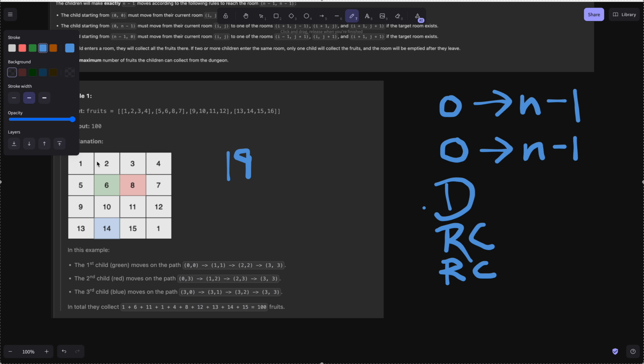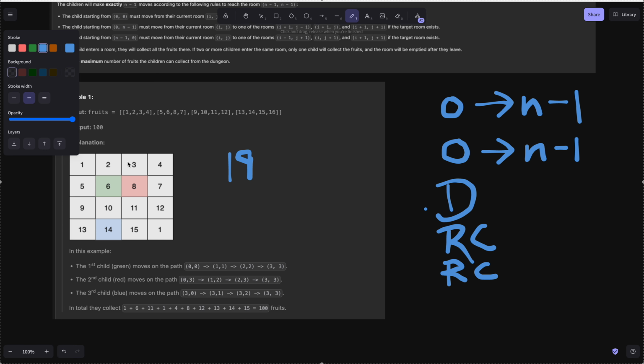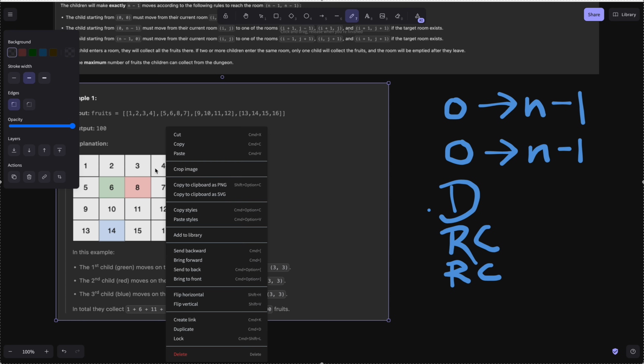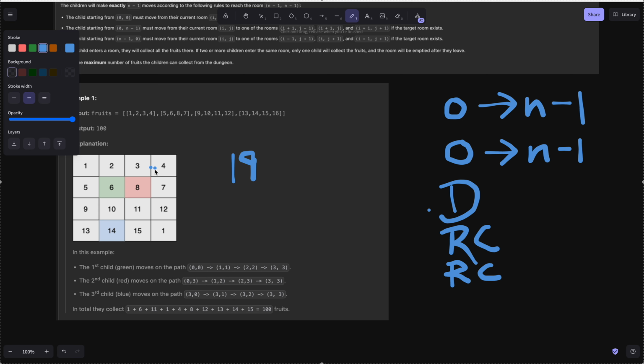And then we go to the next child. The next child is starting from (0, 3), then (1, 2). He is starting from this point and then he is going to (1, 2), that is this point. Then he moves to 12 and then he reached the final step.